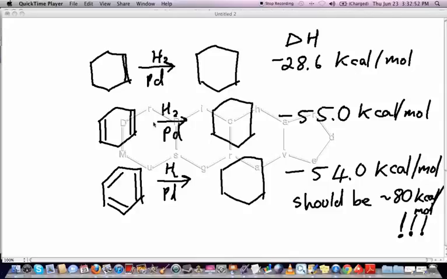We've got two double bonds. We'd expect about double the energy, and that's about what we get. We're about minus 55, which is about double minus 28.6. A compound with three double bonds, we would have expected three times this amount, about minus 84. But instead what we get is minus 54. The difference there is 30 kilocalories per mole. This compound, benzene, is 30 kilocalories more stable than it has any right to be. What makes it more stable? Why is it more stable than what it should be?